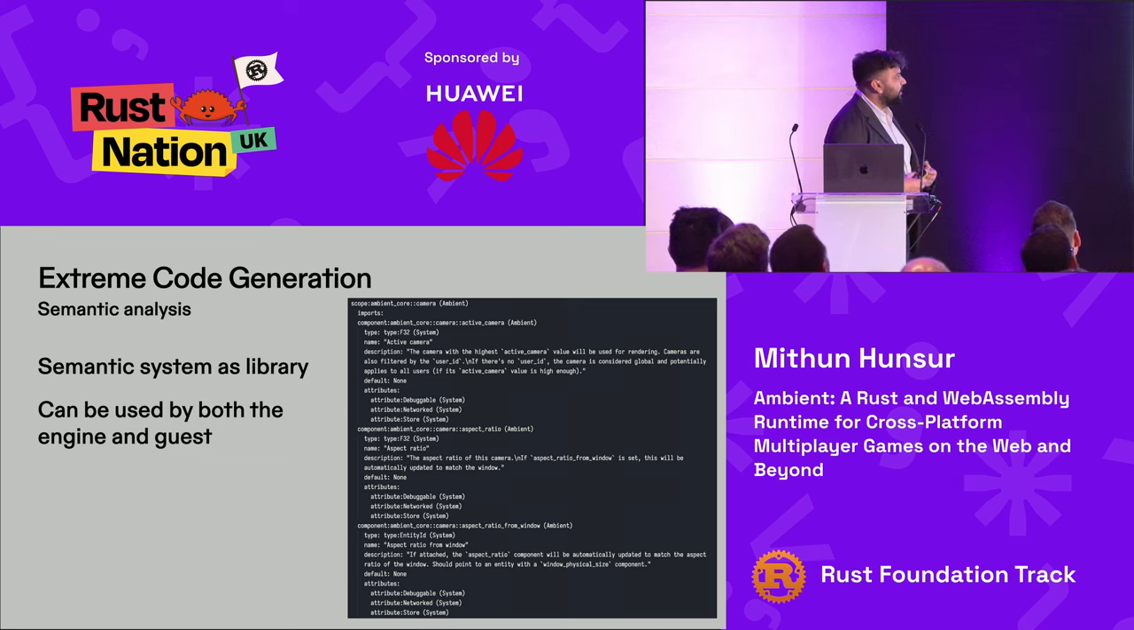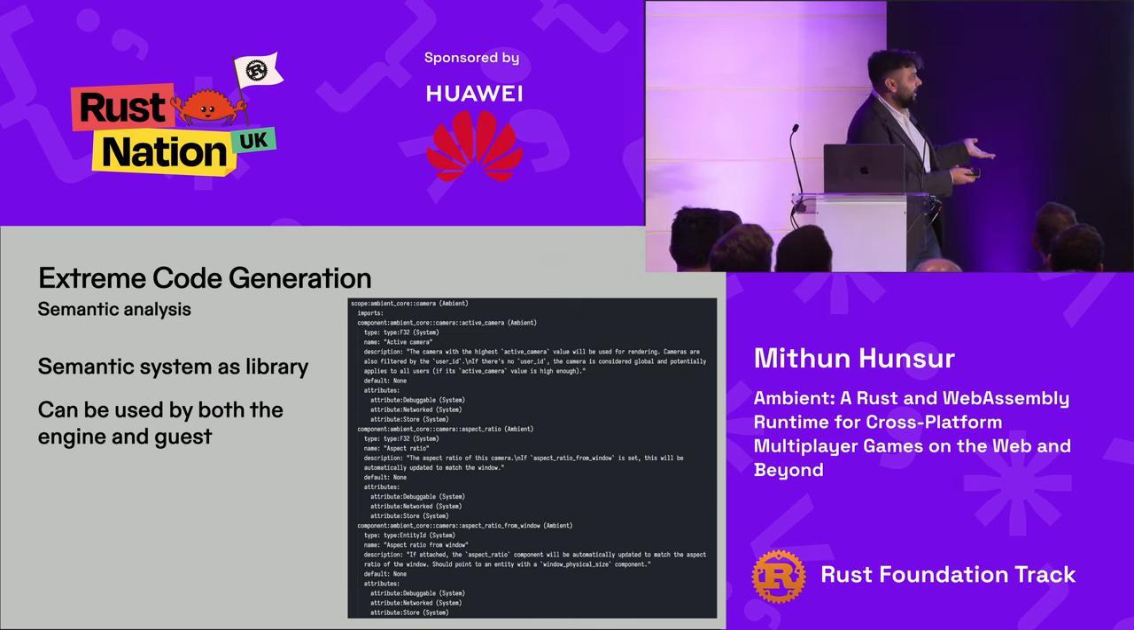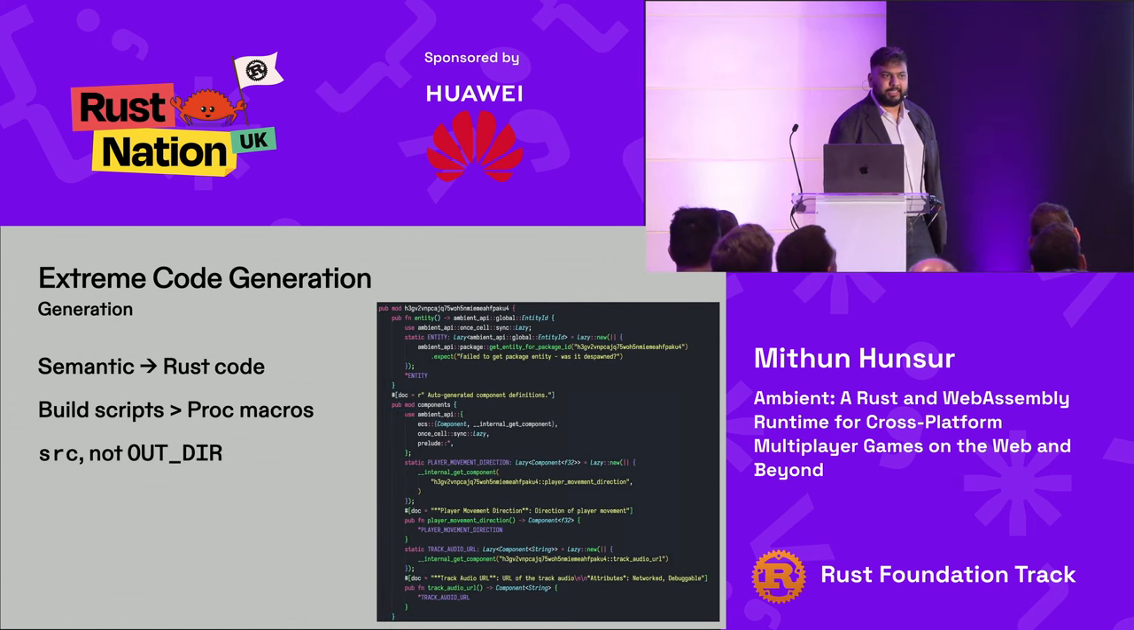These definitions are consumed by our semantic system, which will then unify them and determine how all the packages link together. Our semantic system is just a library, so it can be used by the engine at runtime and by guest code at build time. You can see an example of what the system outputs here. It's just like getting a dump of classes from your IDE or whatever. Once it's in that representation, it's easy enough to emit Rust code for it.